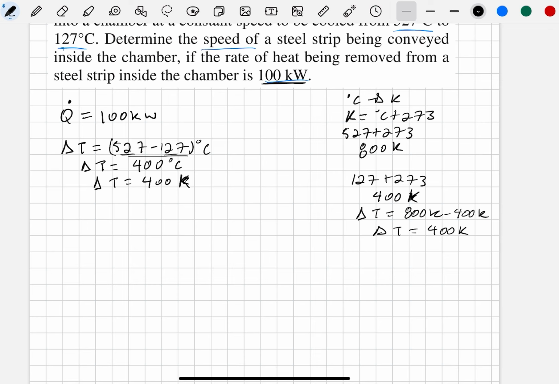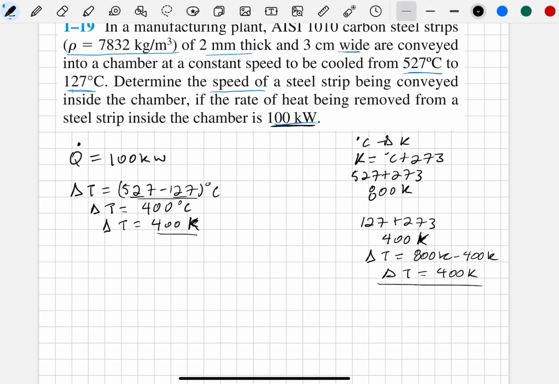The reason I said I can just use this one is that I do this knowing what's going on on the back end, and I just don't change degrees Celsius to kelvins.